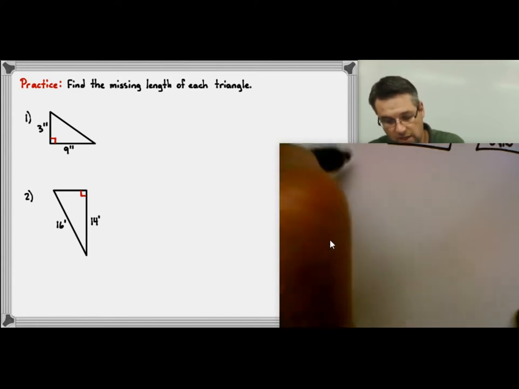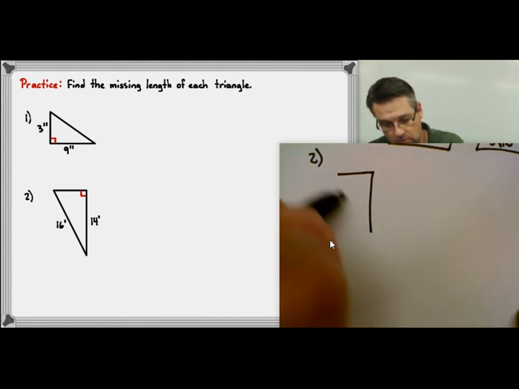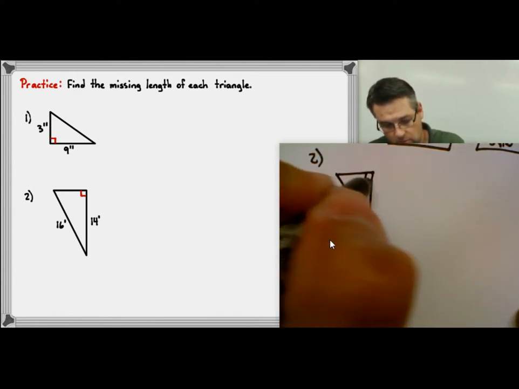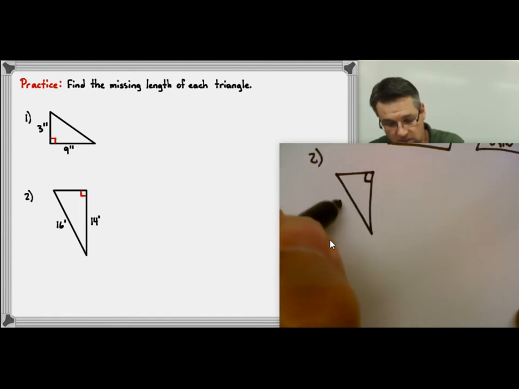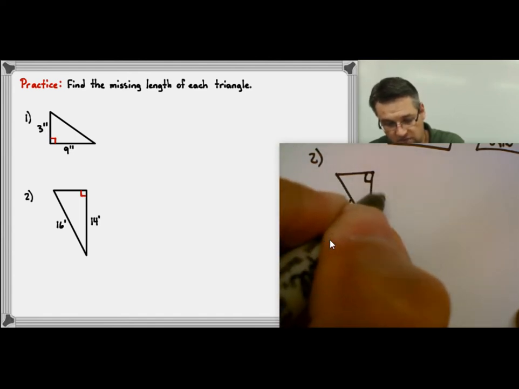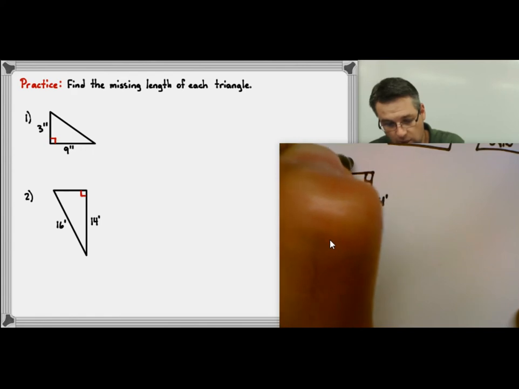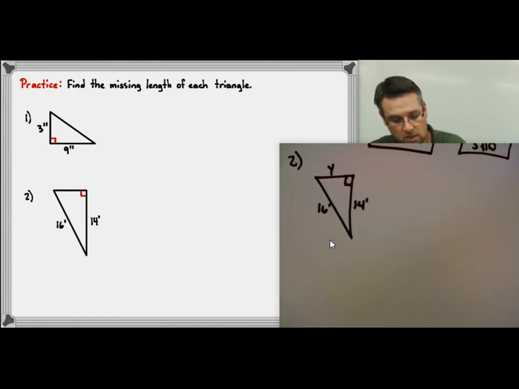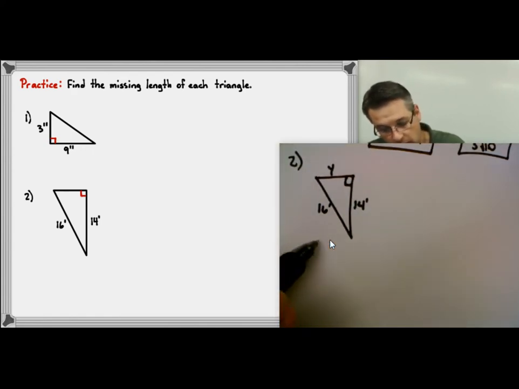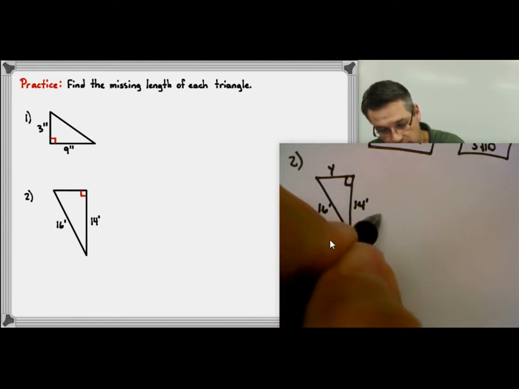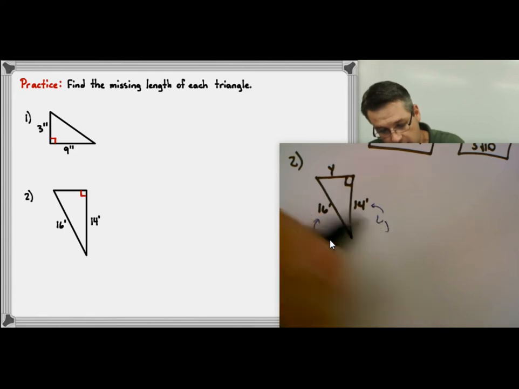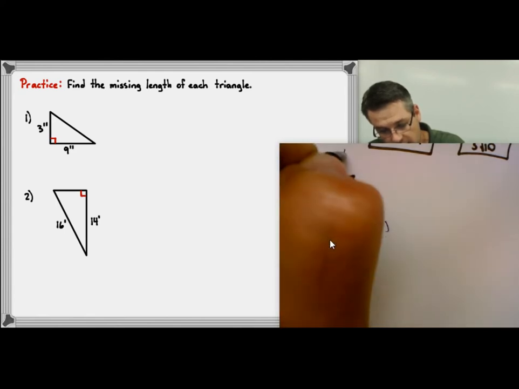we have a right triangle again. And this time I gave you 16 feet there and 14 feet there. And we're looking for this side. I'll call it y just for the fun of it. Well, remember, we got to identify our hypotenuse. In this case, the longest side is the 16. That's my hypotenuse. That is a leg. And then this is a leg.